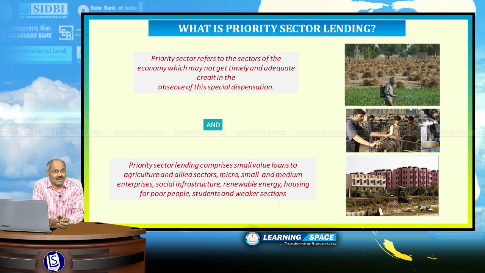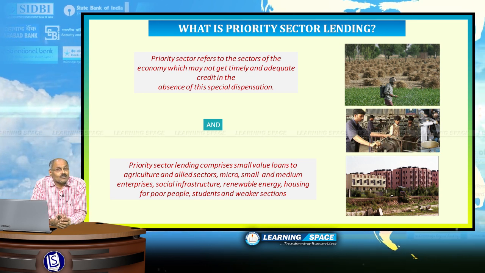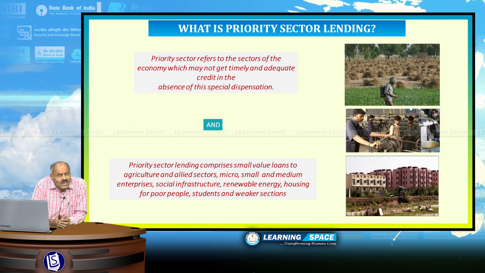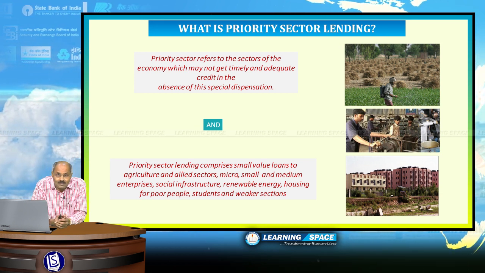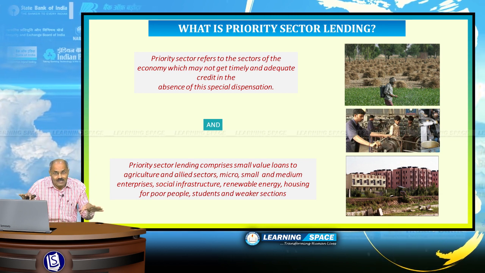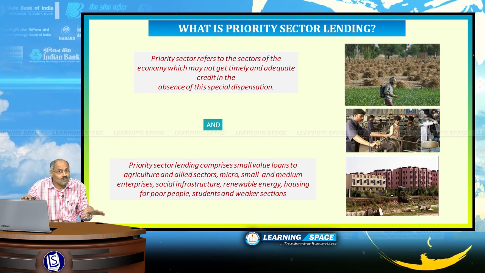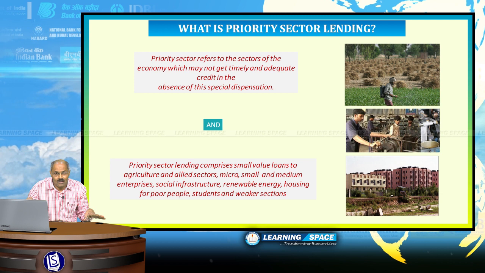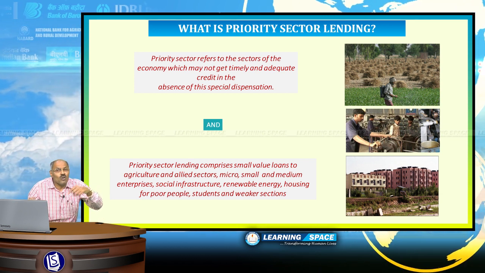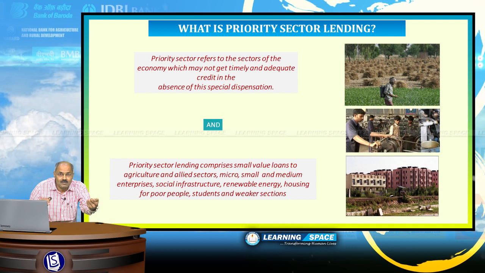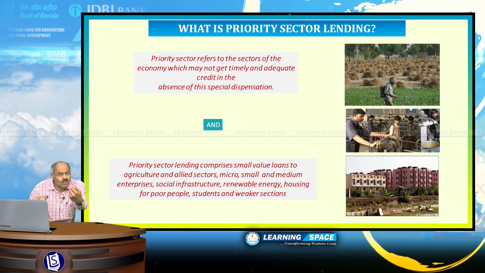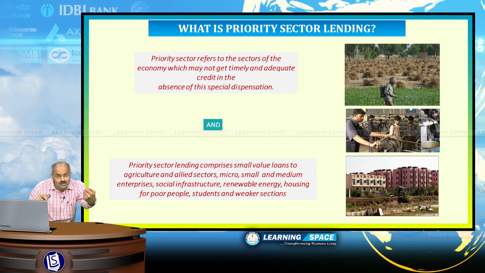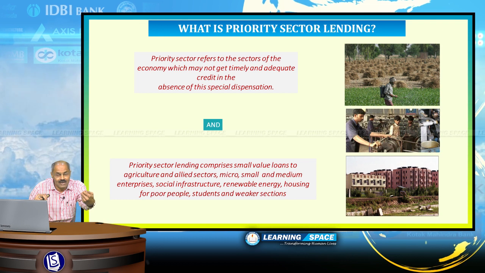What is priority sector lending? In a nutshell, I would like to tell you, if there are no stipulations, who will give a loan to a small farmer? If there are no government regulations, let us assume a situation. Government has not given any regulations, government has not given any rules. In such a case, please assume, who will give a loan to a small farmer? Who will give a loan to a poor woman? Who will give a loan to a scheduled caste artisan? Normally, banks do not entertain.